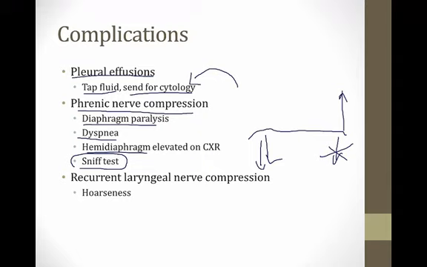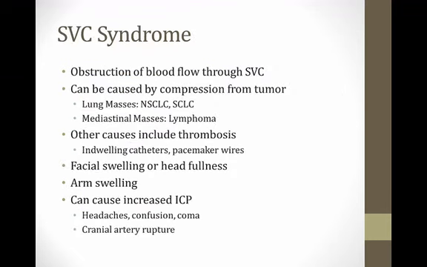You also can sometimes get compression of the recurrent laryngeal nerve, which runs near the lungs, and if this happens, the patient can develop hoarseness. Another rare but important syndrome to know about from lung tumors is called the superior vena cava syndrome. This is where you have obstruction to blood flow through the SVC. This can happen from a tumor, so lung masses like non-small cell and small cell cancer can do it. It can also be done by other masses in the chest like lymphoma. And then another cause besides masses is thrombosis.